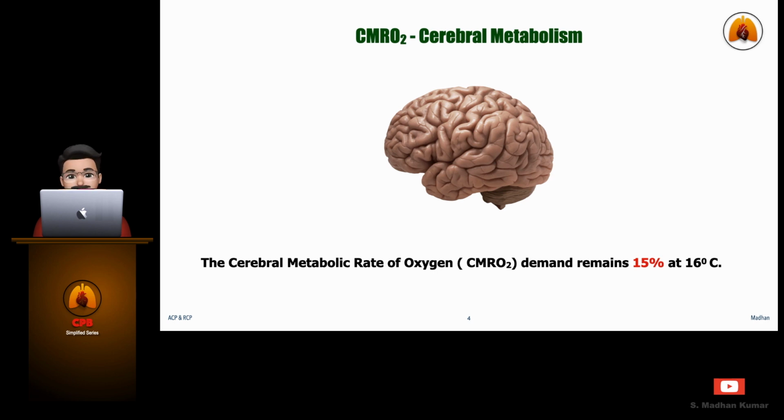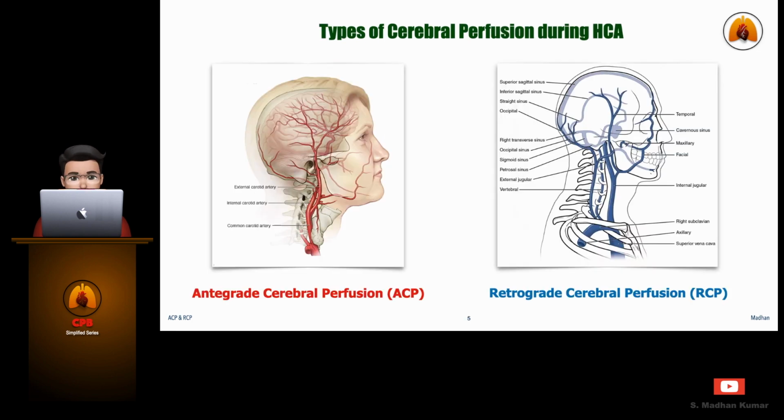Even when we are cooling down the patient to 16 degrees centigrade, the cerebral metabolic rate of oxygen demand remains at 15%. There is always a possibility of neurological injury even during HCA because of this CMRO2 demand. So, to give extra protection to the brain and to prolong the safe duration of the circulatory arrest, we can either use antegrade cerebral perfusion or retrograde cerebral perfusion.